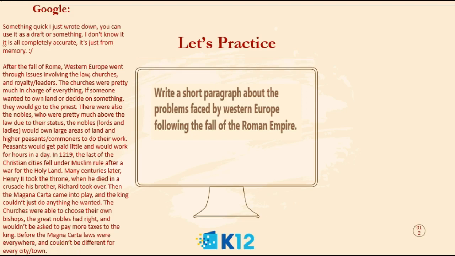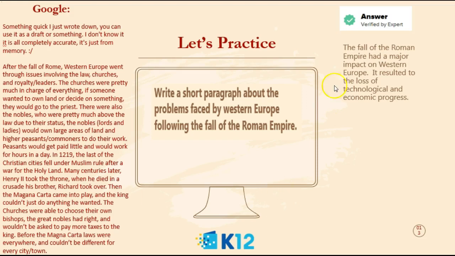So, another answer that I get, and this one's from the same site that must not be named, says it's verified by an expert. So, hey, let's use that one. And I've gotten this so many times. The fall of the Roman Empire had a major impact on Western Europe. It resulted in the loss of technological and economic progress. This is true, but what technological and economic progress? You didn't tell me. So I would mark that incorrect because you didn't tell me what the problems were. You said it led to a loss of these things, but you didn't tell me what they were.